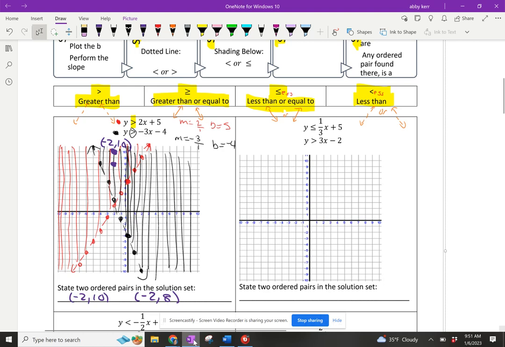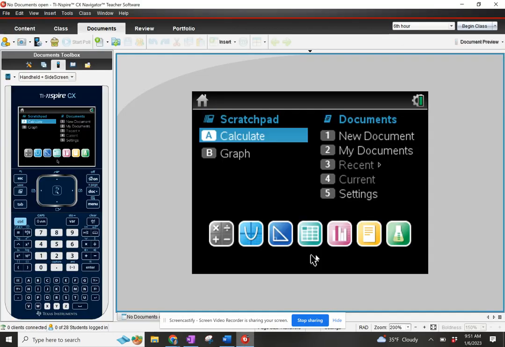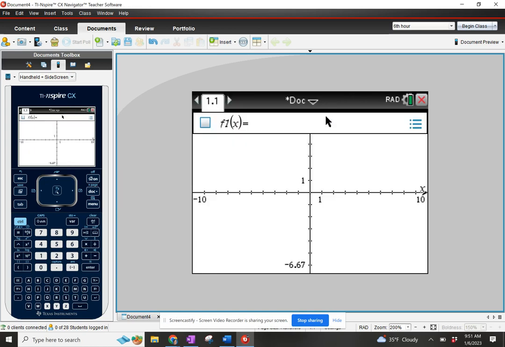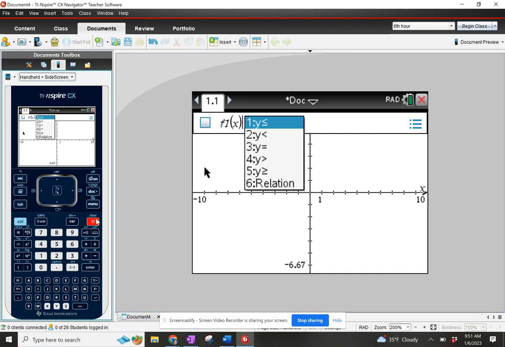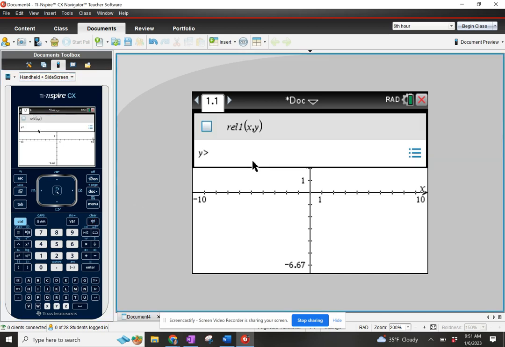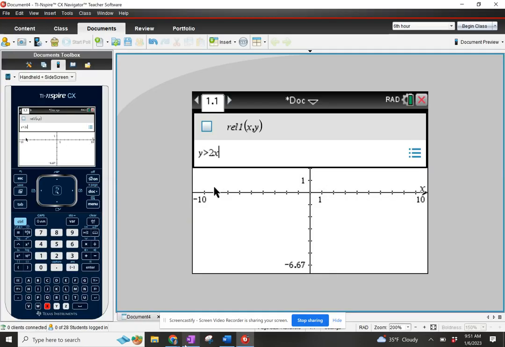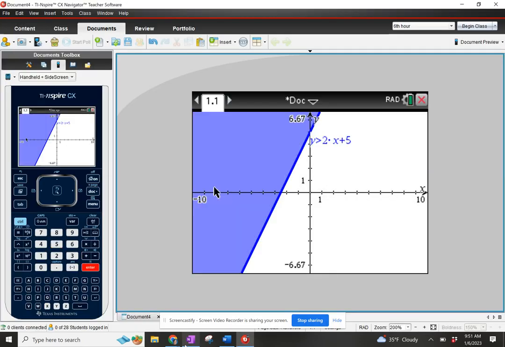Now, if you follow the steps on your handout, I'm going to go to new document. If it asks you to save, please don't. Now you want to hit the delete button and you want to match your symbol for the first inequality. So my symbol was greater than, so it supplies it for me. And then I just entered 2x plus 5. And notice how they shaded.